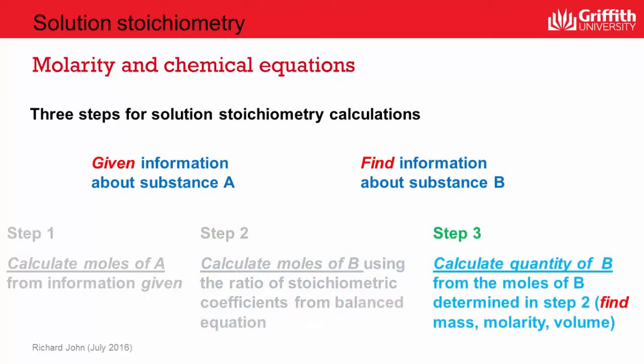Step 2 involves calculating the moles of B using the ratio of the stoichiometric coefficients from the balanced chemical equation. And then step 3, we would calculate whatever quantity of B we're asked to calculate from the moles of B determined in step 2. If we're asked to find mass, we would use the molar mass relationship, and if we're asked to find either molarity or volume, we would use the molarity equation to do that.